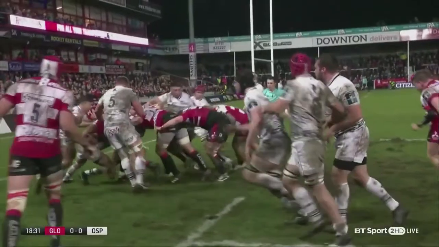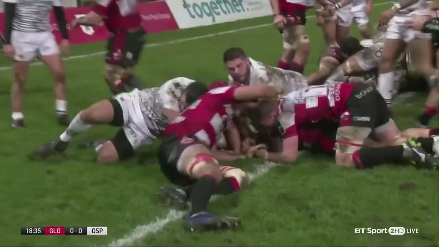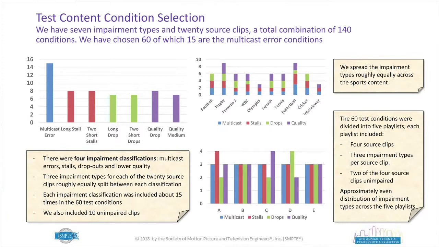And then we resume to the top quality. Right, so those were our clips, and so what we had: 7 impairments, 20 source clips. If you do the total combination, that's about 140. We can't show all 140 because that goes about an hour and a half. So we've selected 60, of which 15 were multicasts. This is all about getting the playlist right, not being biased.